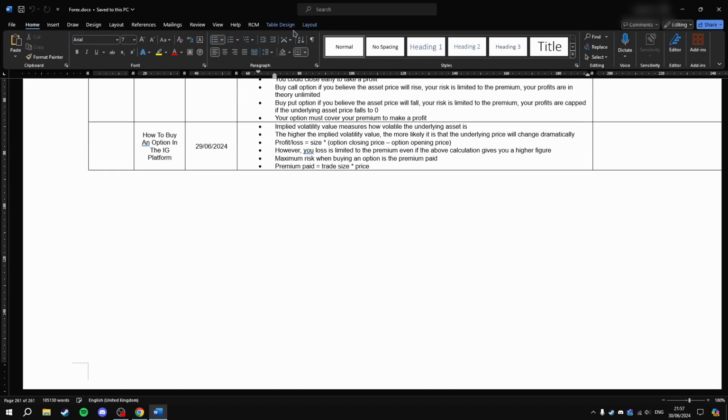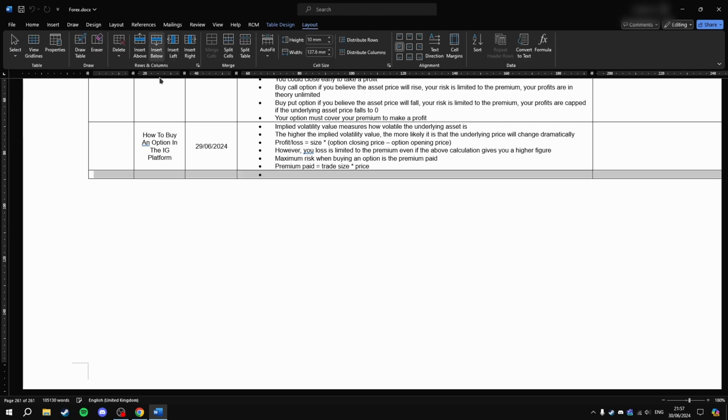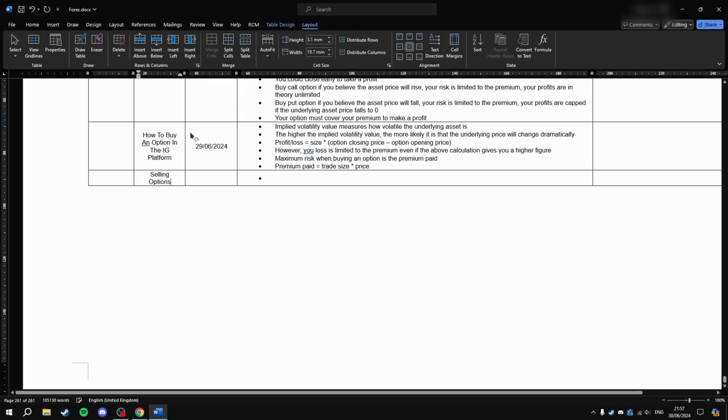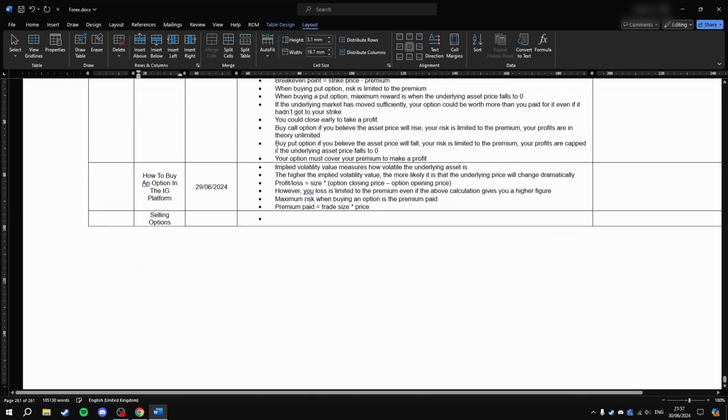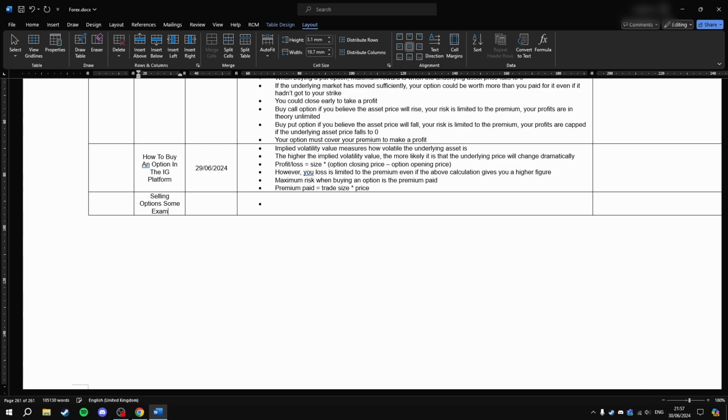Selling options, how do I write it? Buying options, some examples. So the date is the 30th.